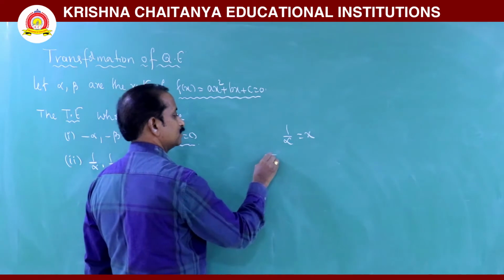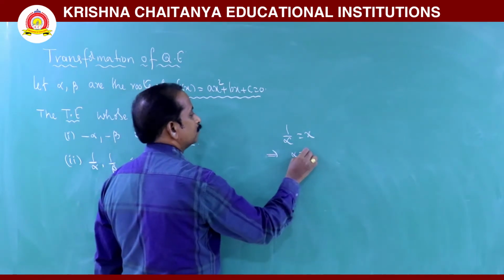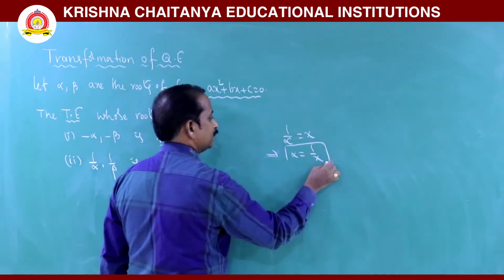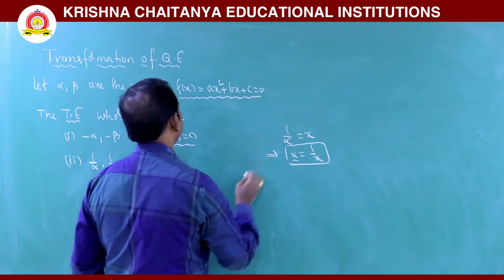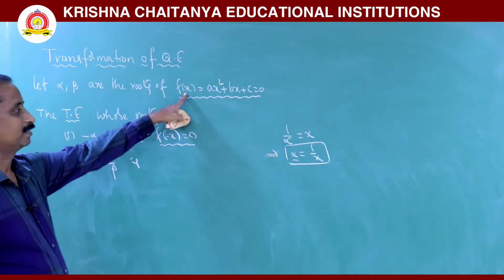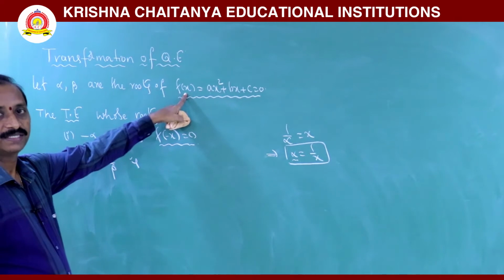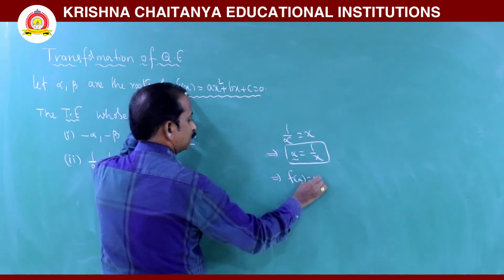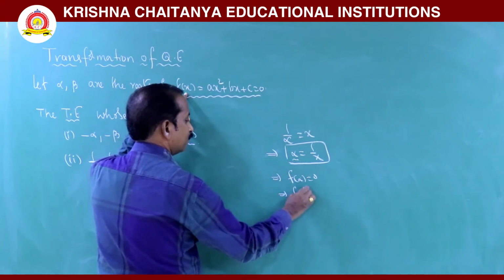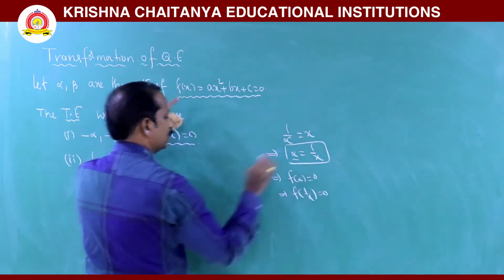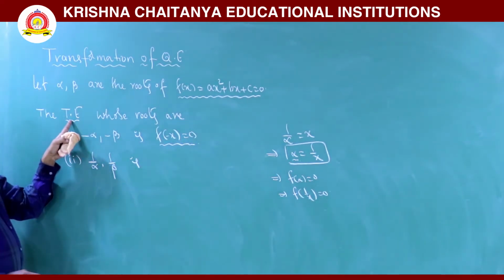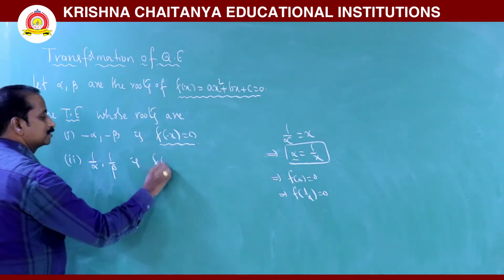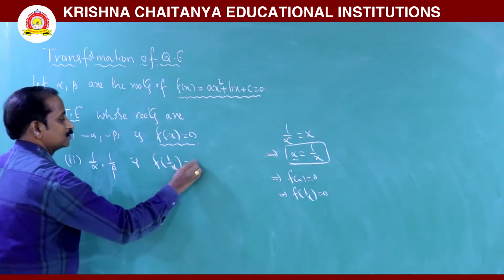So from this, I can write alpha is equal to 1 by x. But alpha is what? Alpha is nothing but a root of this polynomial. Root means it satisfies, so f of alpha is equal to 0. F of alpha means f of 1 by x is equal to 0. Therefore, the transformed equation whose roots are 1 by alpha comma 1 by beta is f of 1 by x is equal to 0.